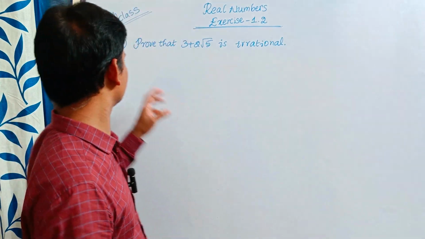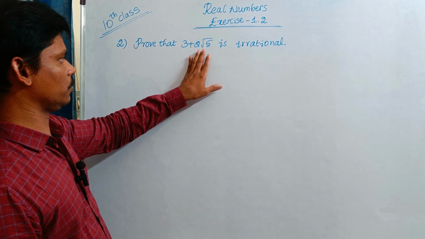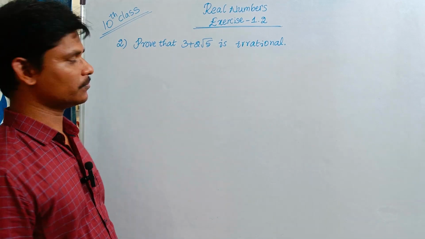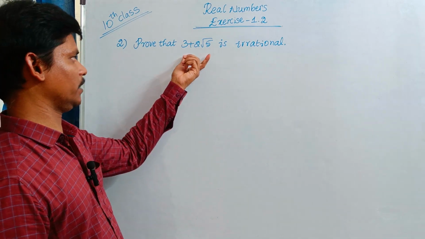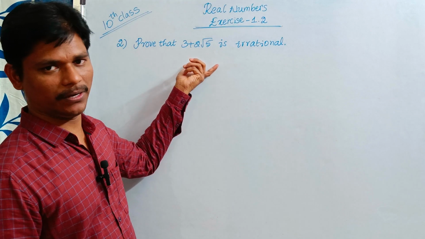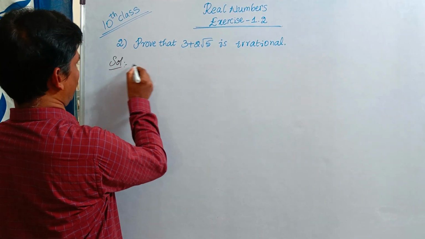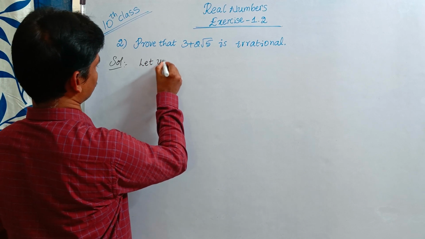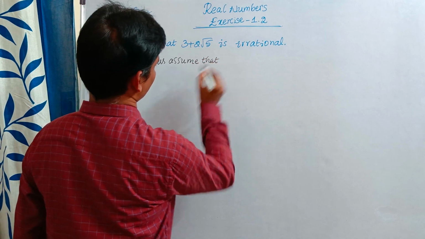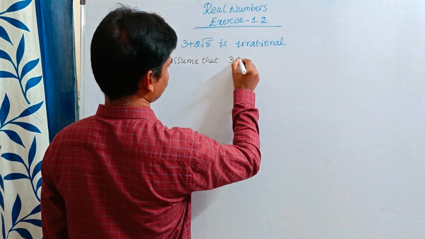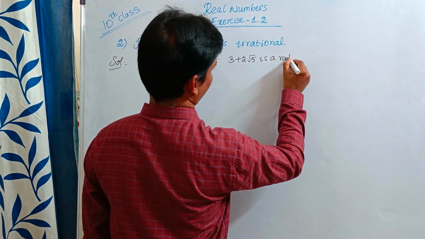Next question. Prove that 3 plus 2 root 5 is irrational. So how do we prove that it is irrational? First we consider it as a rational number. Let us assume that 3 plus 2 root 5 is rational.